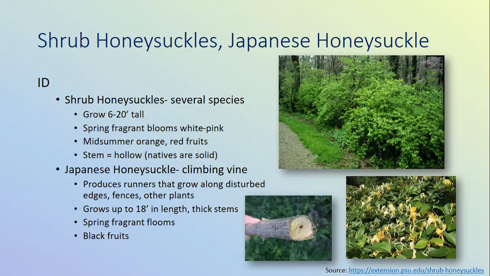Japanese honeysuckles are very similar, except they're more of a climbing vine. They produce runners that grow along any disturbed area, so you'll often find these along roadsides or fences and whatnot. They grow up to 18 feet in length, and they have really thick stems. They almost look like a grapevine, but they can get even thicker, and you'll see that in the next slide. They also have very fragrant blooms, and their fruits are black.